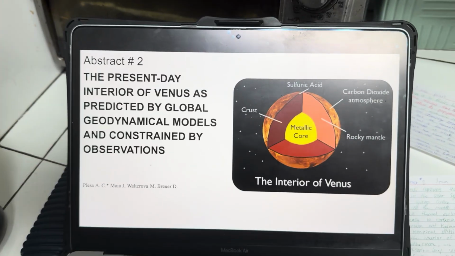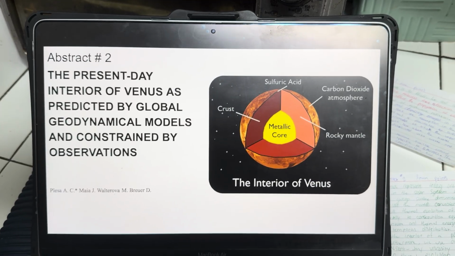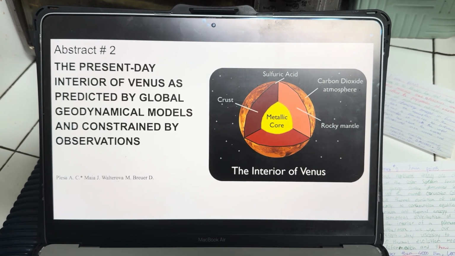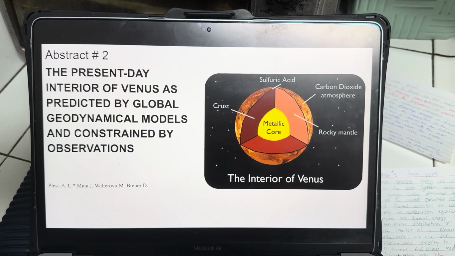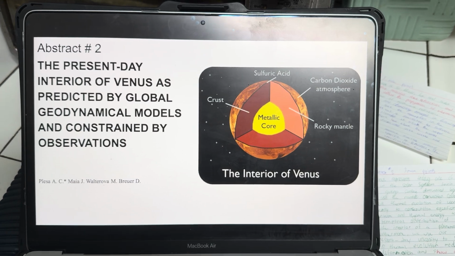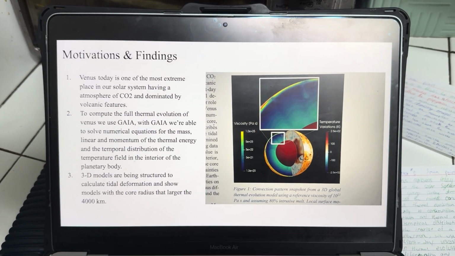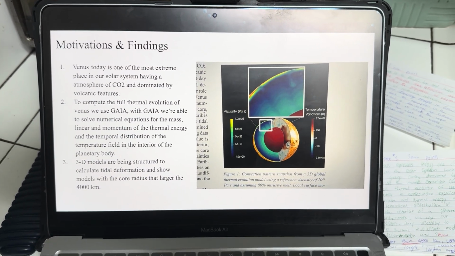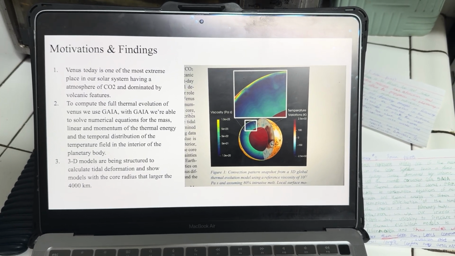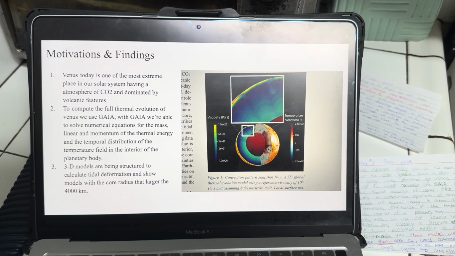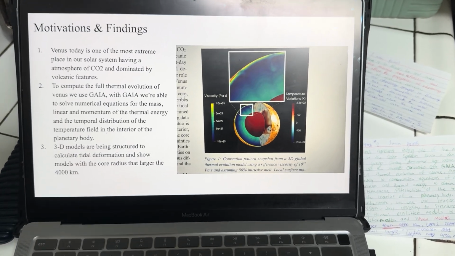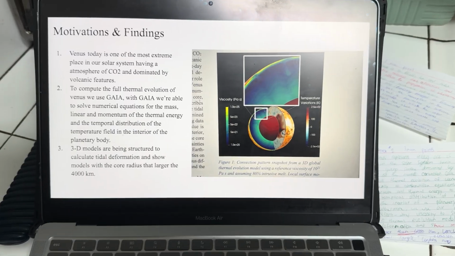And this is my second abstract, The Present-Day Interior of Venus as Predicted by Global Geodynamical Models and Constrained by Observation. Venus today is one of the most extreme places in our solar system, having an atmosphere of CO2 and dominated by volcanic features. Like we talked about, Venus has a greenhouse effect where it traps in all that carbon dioxide.